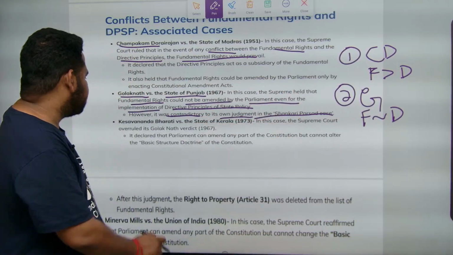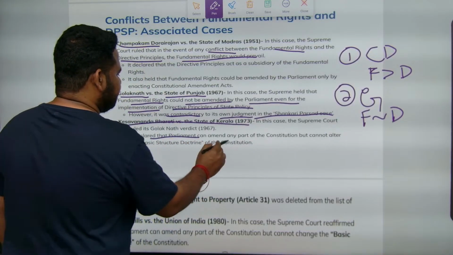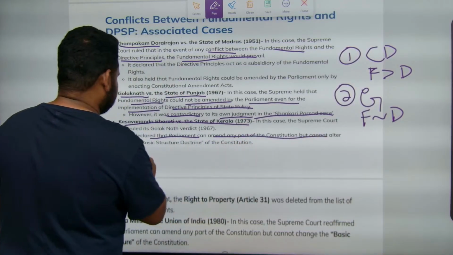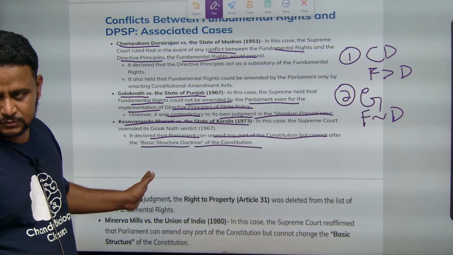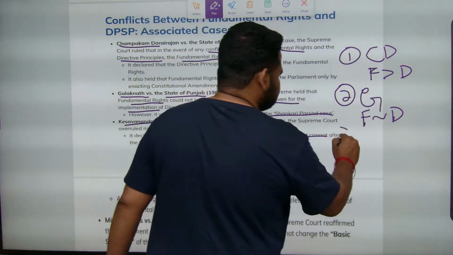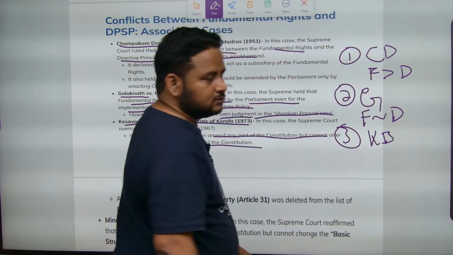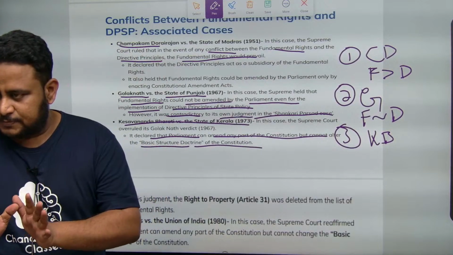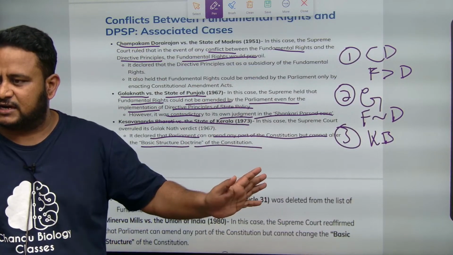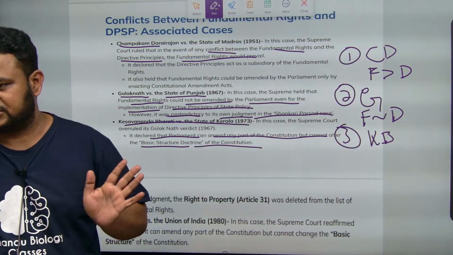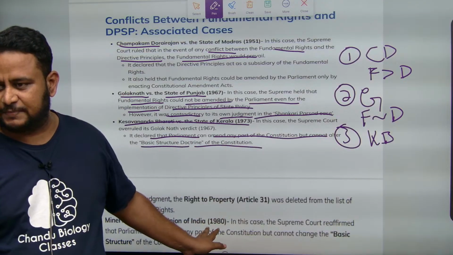Next case, Kesavananda Bharati versus State of Kerala. In this case, it declared that Parliament can amend any part of the constitution but cannot alter the basic structure of the constitution. This is a very important case. In the Kesavananda Bharati case, the Supreme Court said that you can amend any part of the constitution including the fundamental rights, but you should not alter the basic structure.